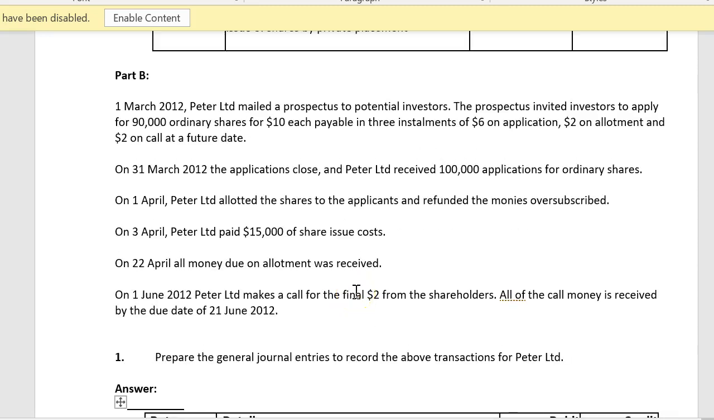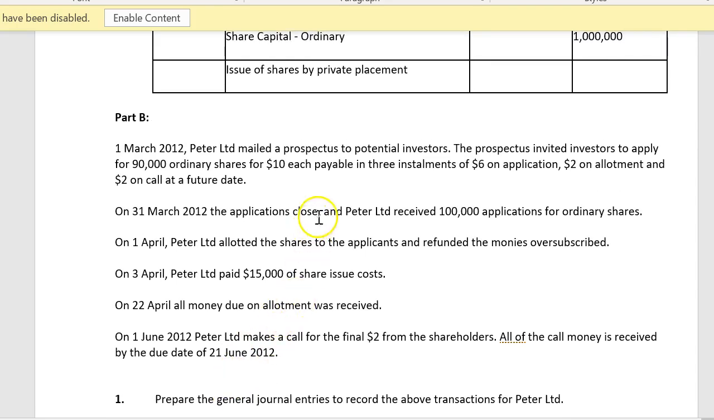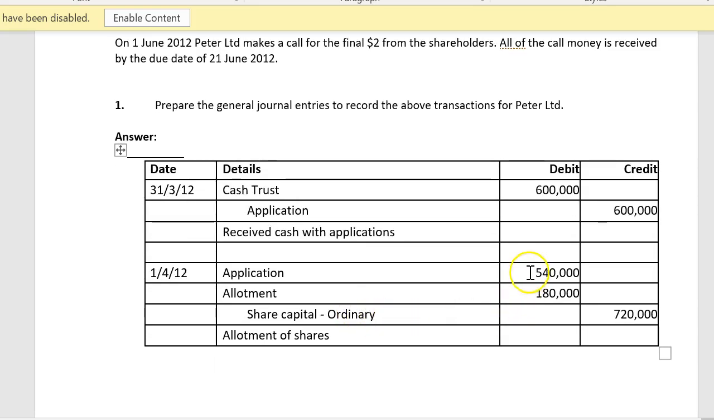Next, they allocated shares to shareholders and refunded monies. Keep in mind they only needed 90,000 applications, but they received 100,000, which means they received 10,000 excess applications which they need to refund. So you debit application. They can now reduce the liability by 90,000 times $6, which is $540,000. That's the reason why you debit application, you reduce the liability.